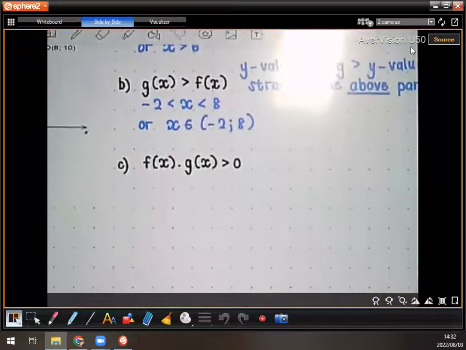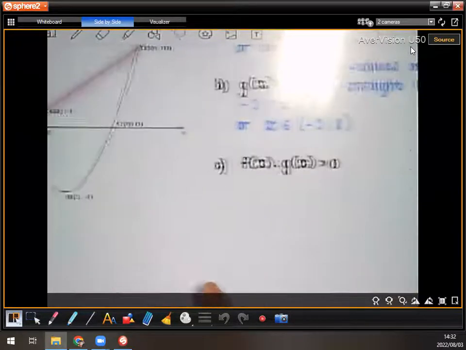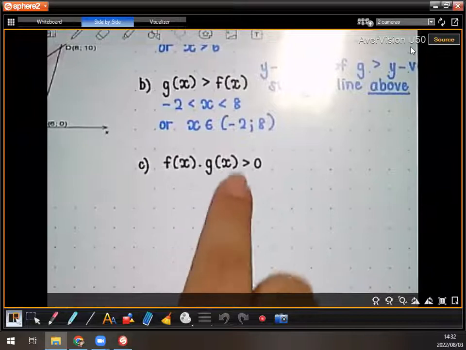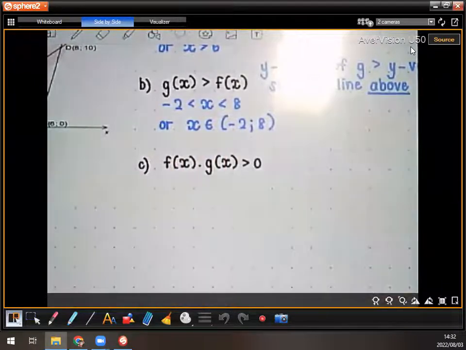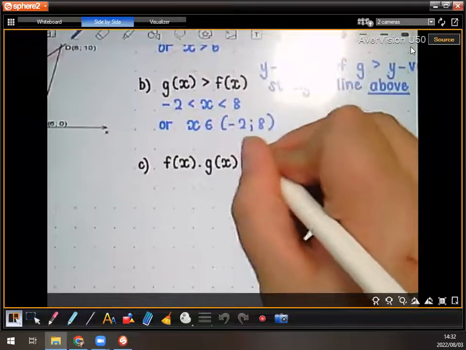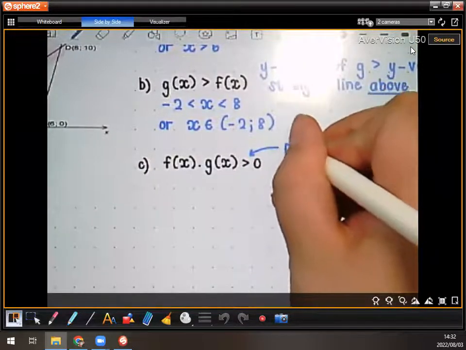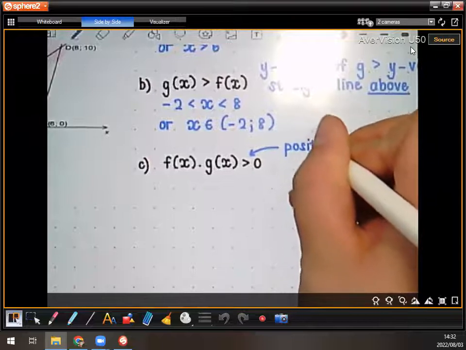So guys, the next one is a question that often comes up in tests and exams because it's a bit of an application question and you need some number knowledge for this as well. They're saying here, the graph of f of x multiplied by the graph of g must be positive. Okay, so let's first just write that that must be positive, right? Greater than 0 means positive.